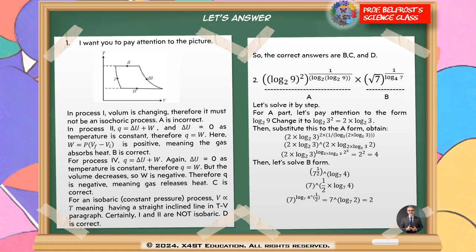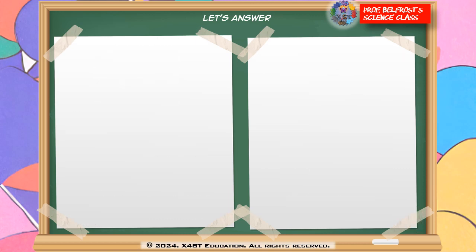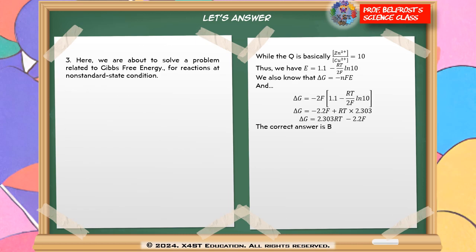Now we just need to multiply them, as the question expects us to do. So 4 times 2, then we get 8. So we have solved the number 2 problem. Number 3.